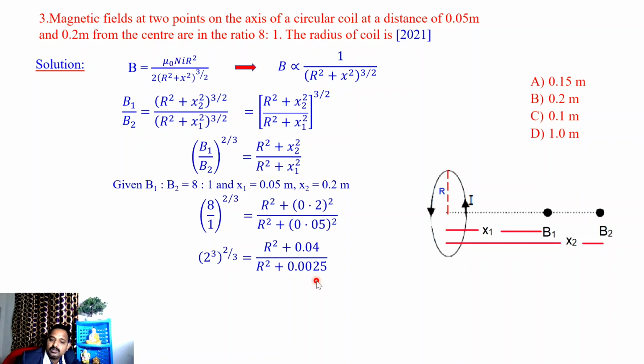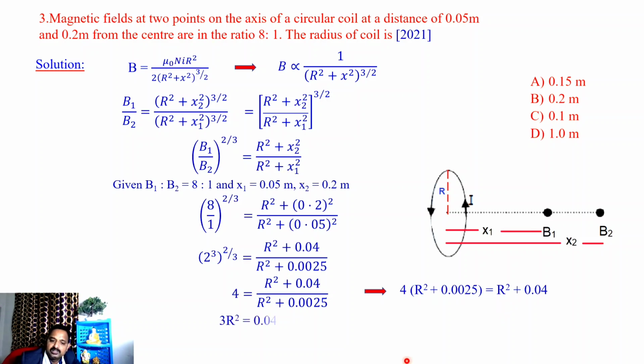So next, 2 square means 4. This 3 cancels, we will get 4 here. That is equal to (r square plus 0.04) by (r square plus 0.0025). That implies 4 bracket of (r square plus 0.0025) is equal to r square plus 0.04. My dear student, if I simplify, I will get 3r square is equal to 0.04 minus 0.0100, that is equal to 0.03. That implies r square is equal to 0.03 by 3, that is equal to 0.01 you will get.